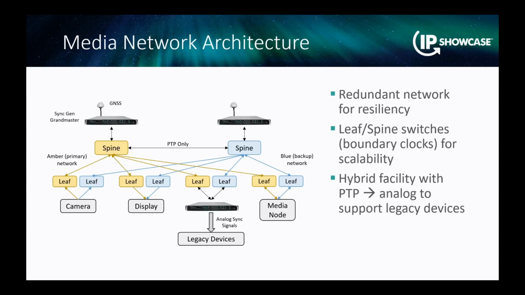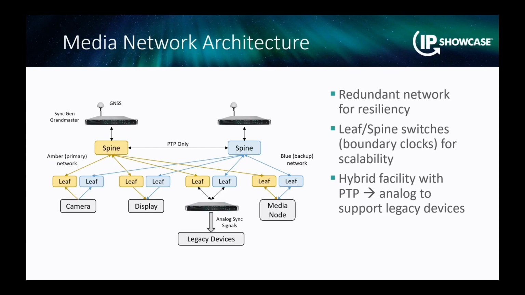In between, I've got a switch architecture here, spine nodes and leaf nodes, the terminology that's used. What we're doing is we're creating a mesh of switches that gives us a level of redundancy. So you'll see by the color coding that I've got here, I've got an amber and blue network. Basically, I've got a redundant path.